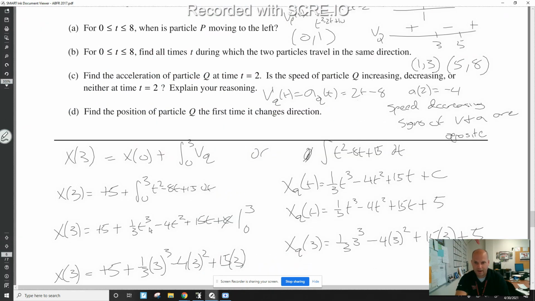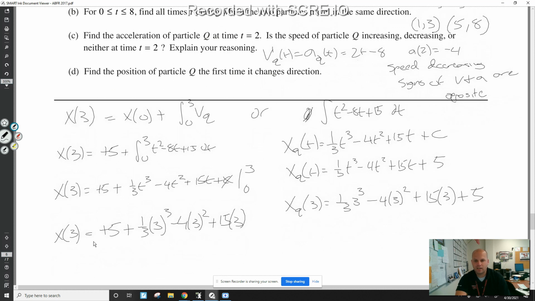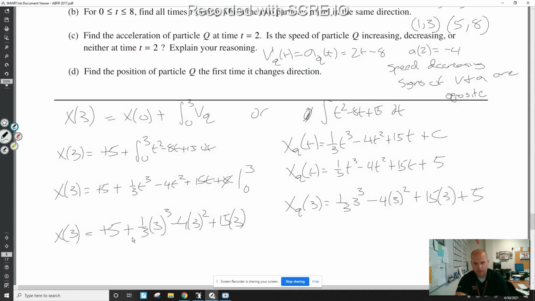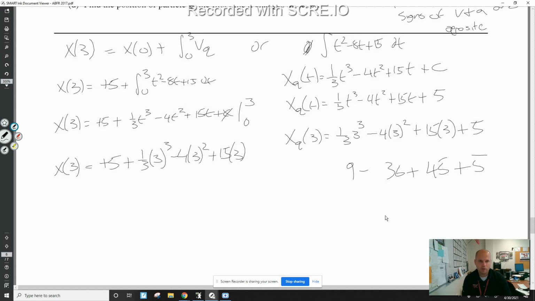Taking the antiderivative correctly would have given you a point. And then getting your answer, which is this. You do not have to simplify it and get 23. If you did, congrats. It's not that bad, actually. I mean, 3 cubed is 27 divided by 3. It's 9. It's 9 minus 36 plus 45 plus 5. You could do that. I don't want to, though. 50 plus a negative 36 plus 9. So 59 minus 36. Yeah, okay, great.